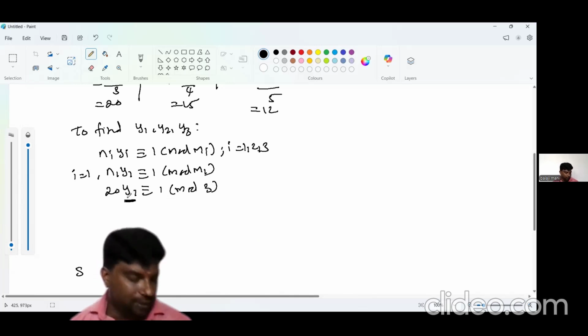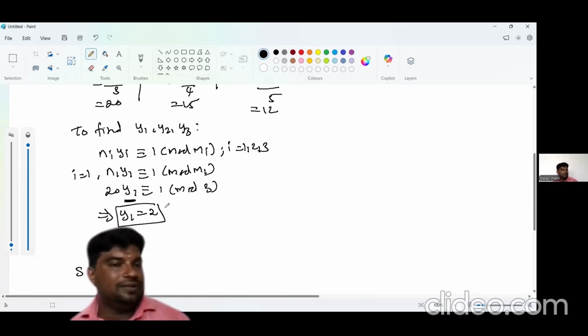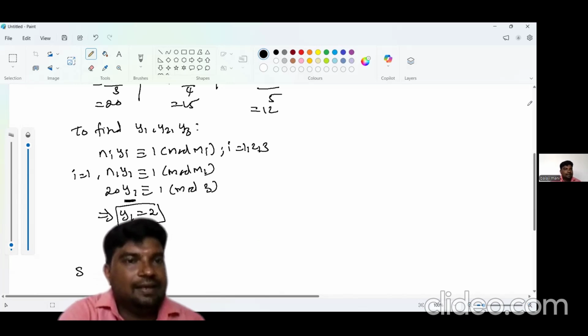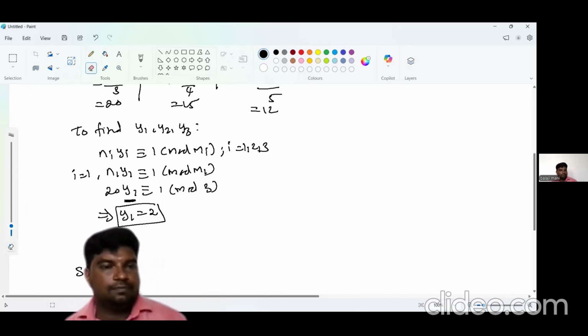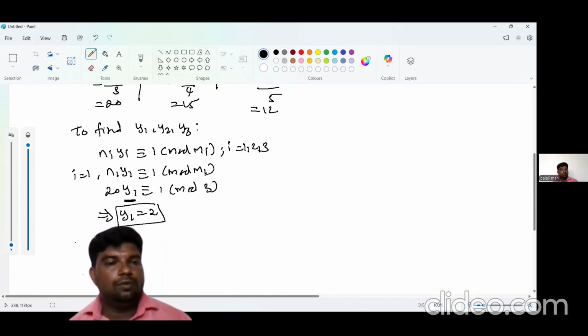Next we take y1 equal to 2. Then 20 into 2 is 40. 40 divided by 3, 13 threes are 39, so we get the remainder 1. So in this case, y1 equal to 2 is a solution. This value 2 satisfies the first congruence, 20 y1 congruent to 1. Now we solve the remaining two congruences, for i equal to 2.